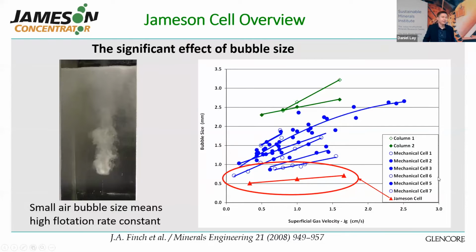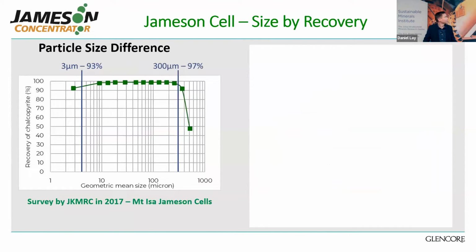The Jameson cell's key advantage is that it's able to produce a very fine bubble size. Typical bubble sizes in the Jameson cell are approximately 0.5 millimeter, significantly lower than most mechanical cells. And this allows us to collect in a very wide particle range.